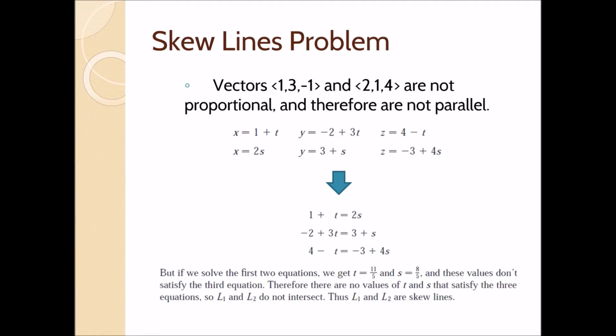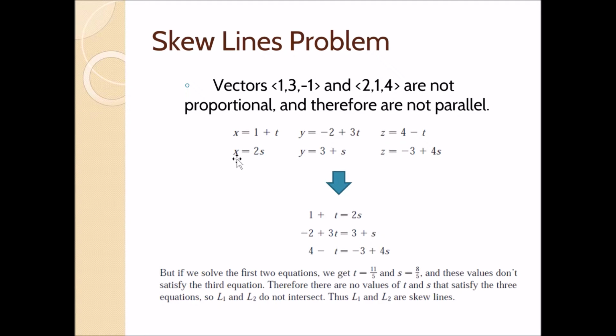Let's do a little problem now to showcase this. We have the two vectors: this vector right here, which is 1, 3, and negative 1, and the vector 2, 1, and 4. It's important to note that these are not proportional, and therefore they're not parallel. You can break up these vectors into parametric form as x equals 1 plus t, y equals negative 2 plus 3t, and z equals 4 minus t.